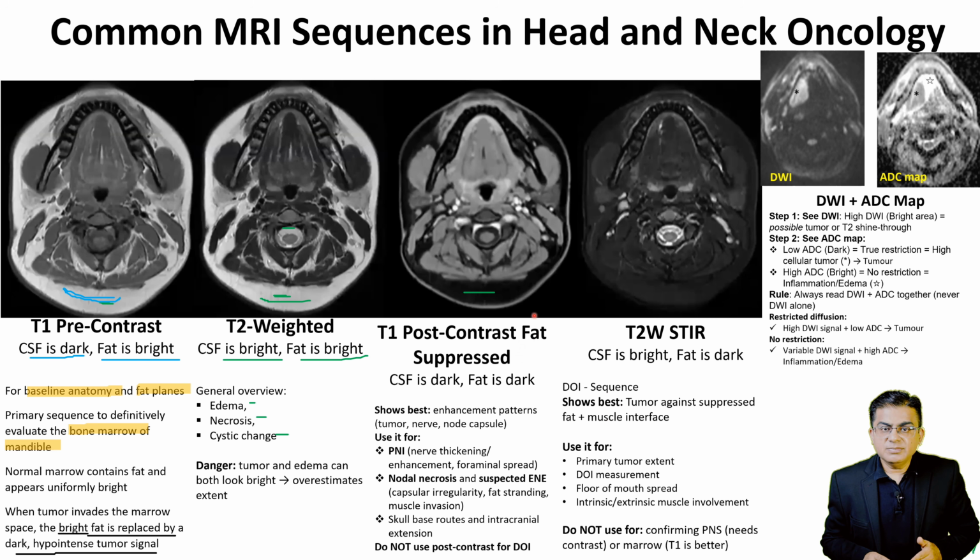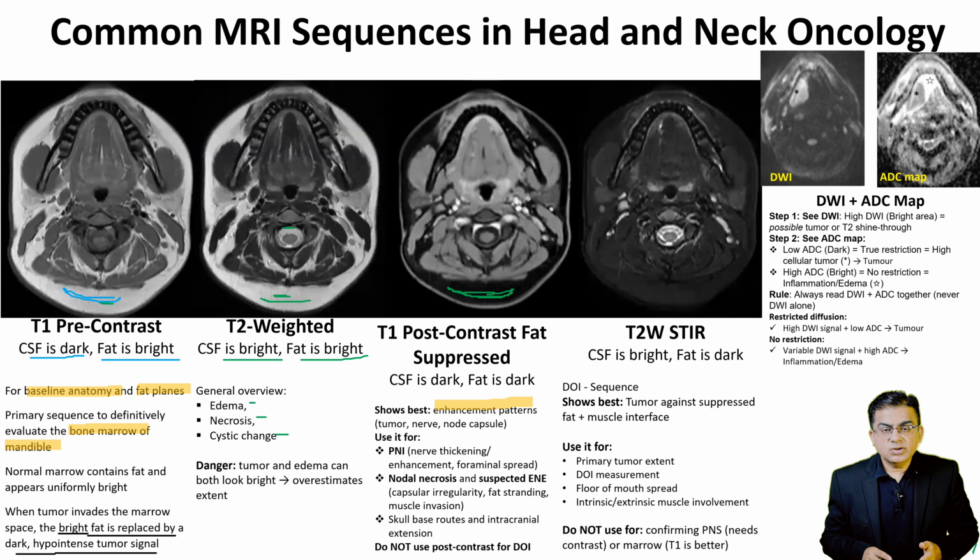Next, T1 post-contrast fat suppressed sequence. Here, CSF is dark, fat is also dark. This is your workhorse sequence for neck. It does two important jobs. One, once intravenous contrast is administered and the fat signal is suppressed, this becomes your mandatory sequence for staging the cervical lymph node. It sharply differentiates a viable enhancing metastatic node from a node with central necrosis.